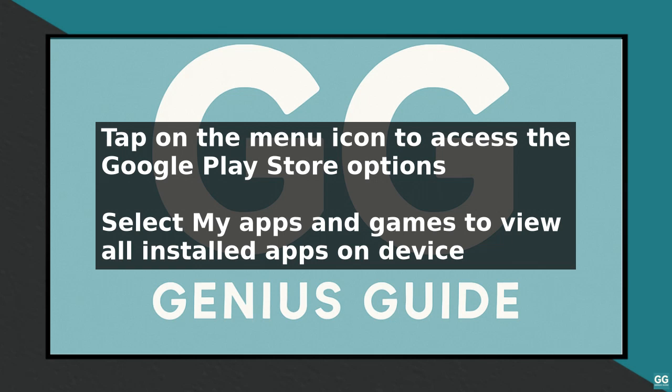This will take you to a list of all the apps installed on your device, including the Rocket Money app. Look for the Rocket Money app in the list and check if there is an update available. If an update is available, you will see an update button next to the app name. Tap the update button to start the upgrade process.